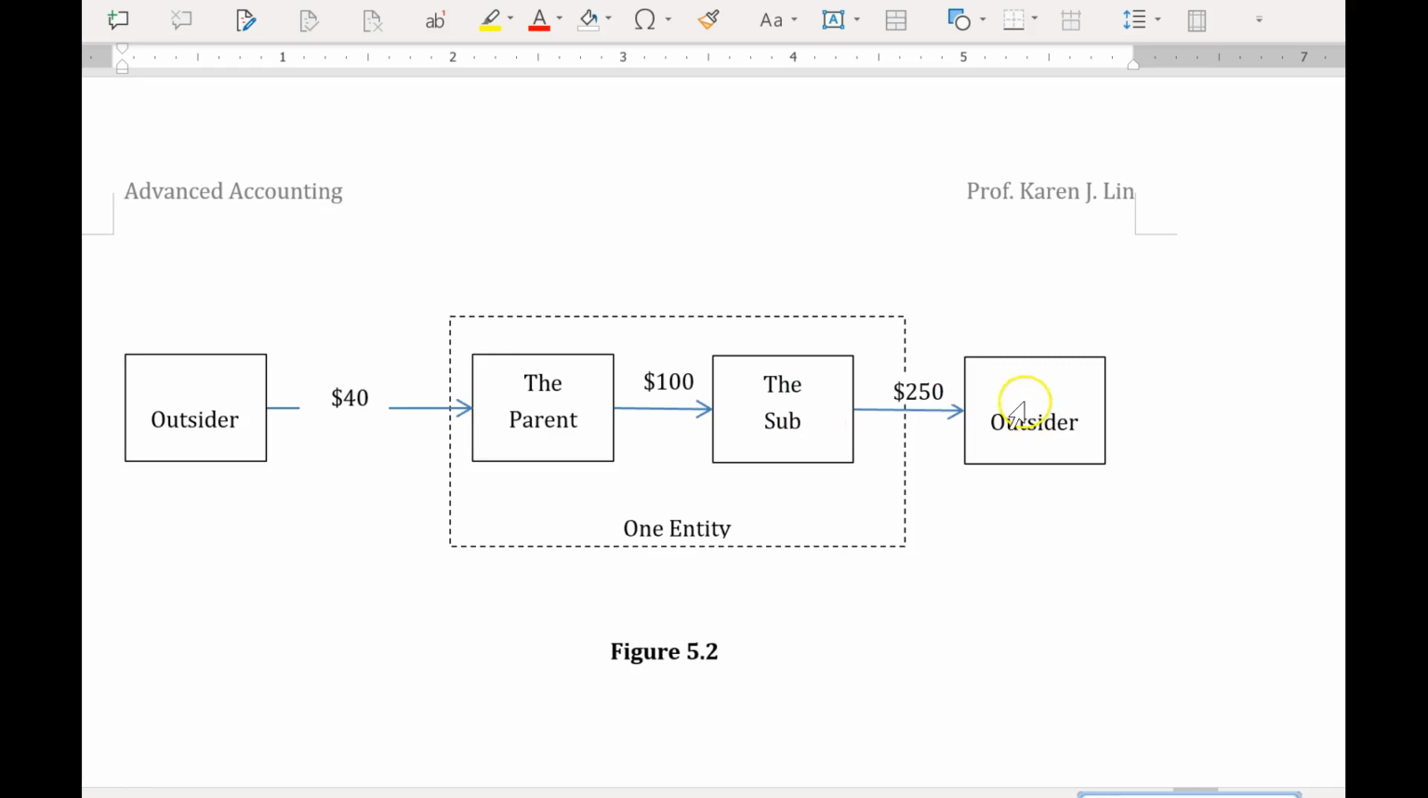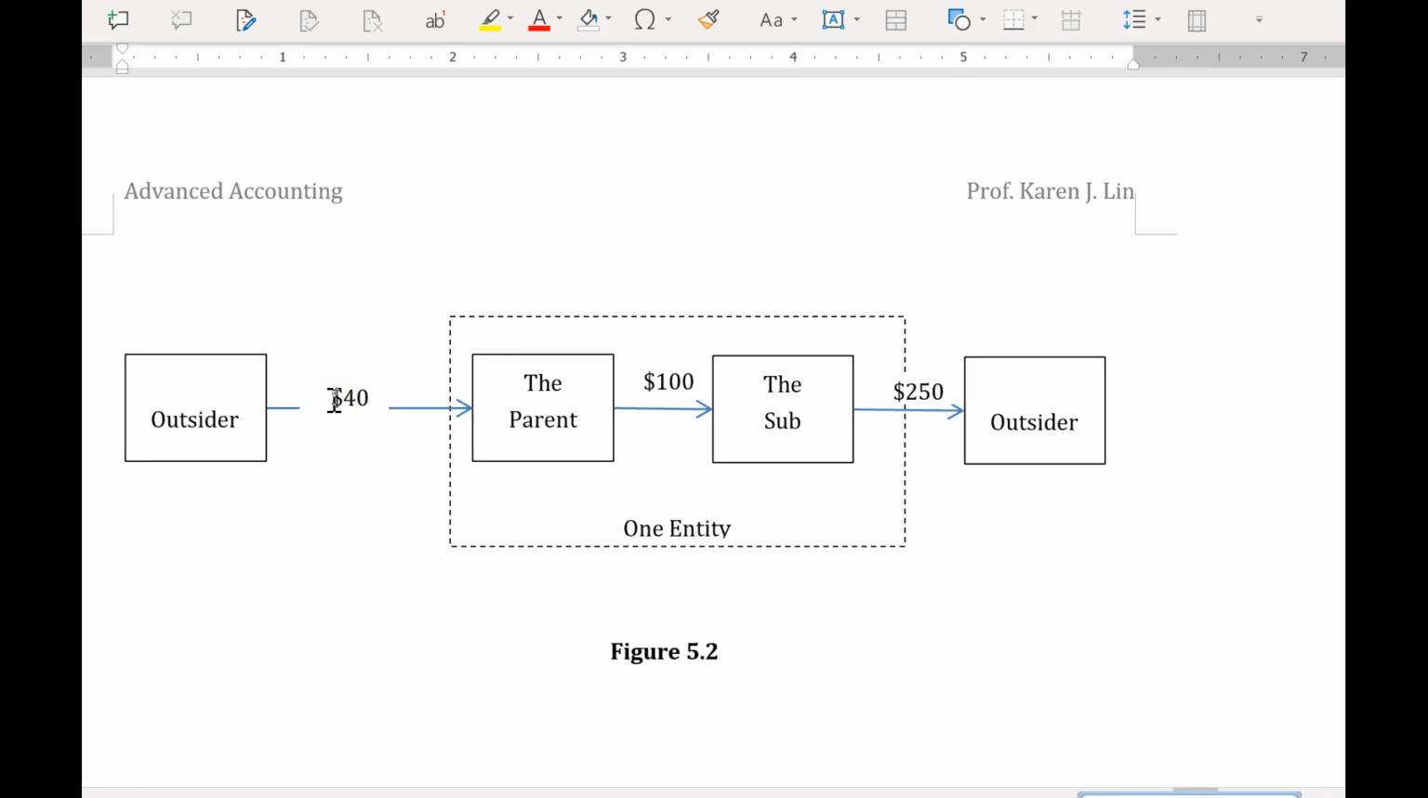Now from the entity's perspective, there is the sales. The sales is the $250, that's from the sub to outsider. And there is the cost of goods sold, which is how much this whole box originally got the goods for. So from the box perspective, the total profit for this transaction would be 250 minus 40, that's 210.